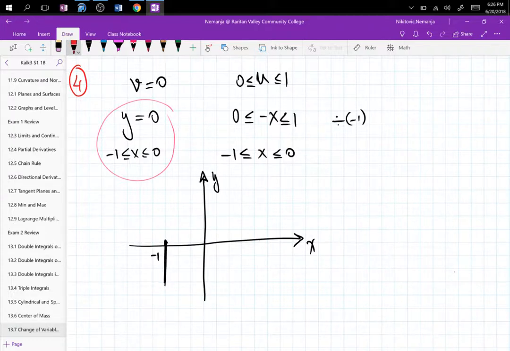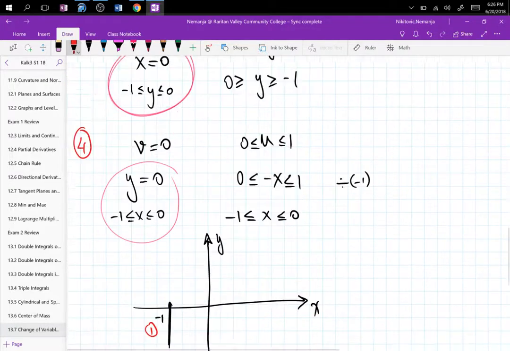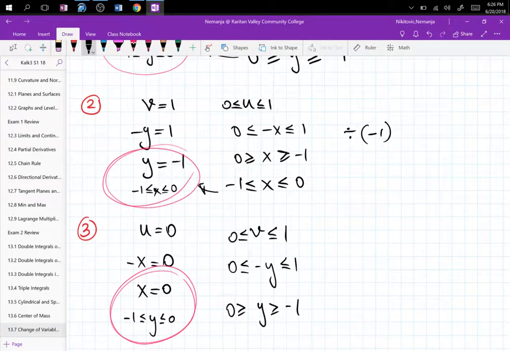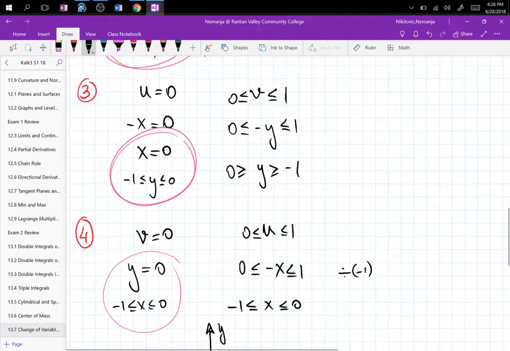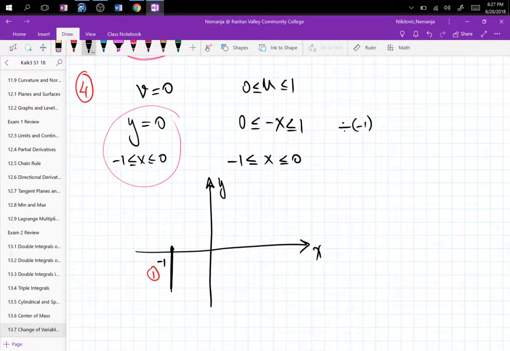So this one over here is the stage 1. So now, the next one is number 2. We have y equals -1. Y equals -1 is this, and then they want also from -1 to 0. So this is number 2.